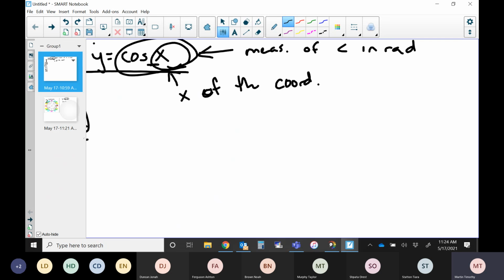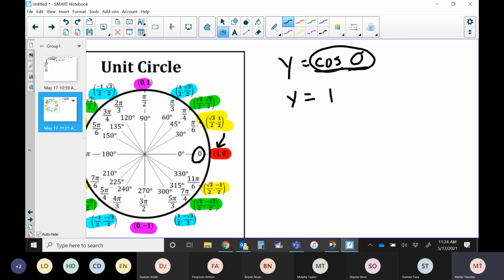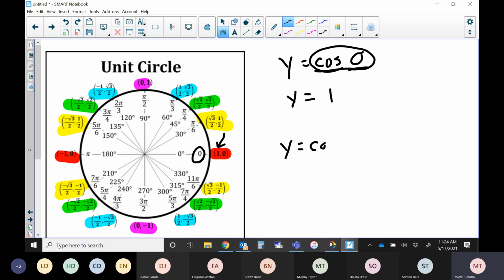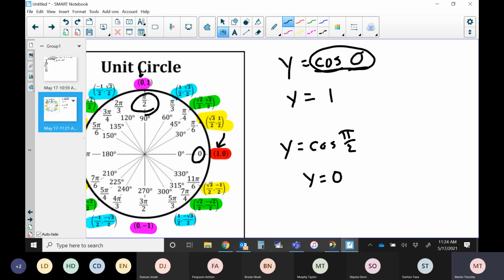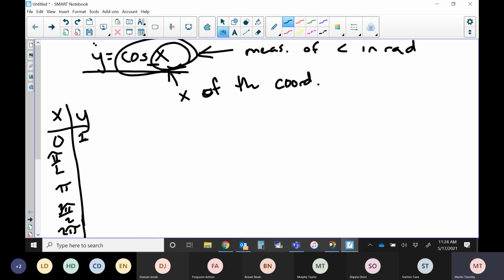If I look at the next one, it's pi over 2. So now I'm doing Y equals the cosine of pi over 2. Well, cosine of pi over 2 is right here. Cosine is the X, which is 0. So my Y, my output, would be 0. So I'd be putting a 0 here. If I looked at pi, the output would be -1. If I looked at 3 pi over 2, the output would be 0. And if I looked at 2 pi, the output would be 1.